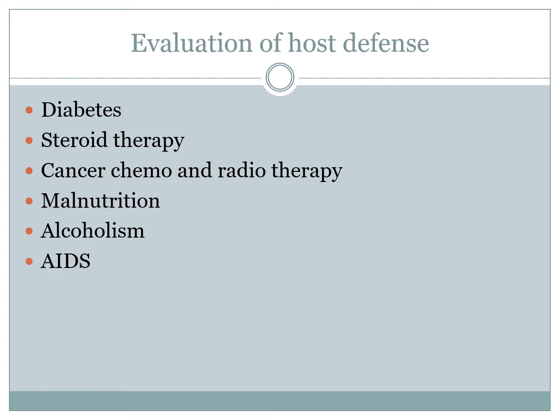So for the evaluation of the host, as I already told, there are two main things: the compromised immunity and the vascularity of the bone. Compromise is mainly from diabetes, long-term steroids, cancer, chemotherapy or radiotherapy, malnutrition, alcoholism, and disease. So you have to evaluate all these things.